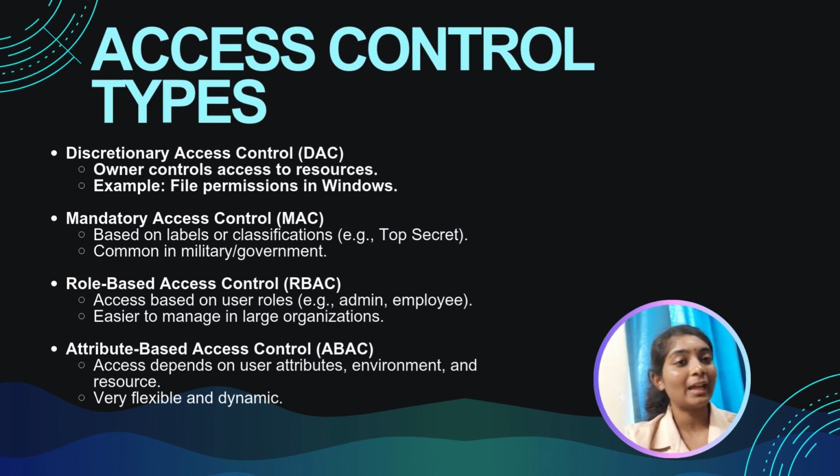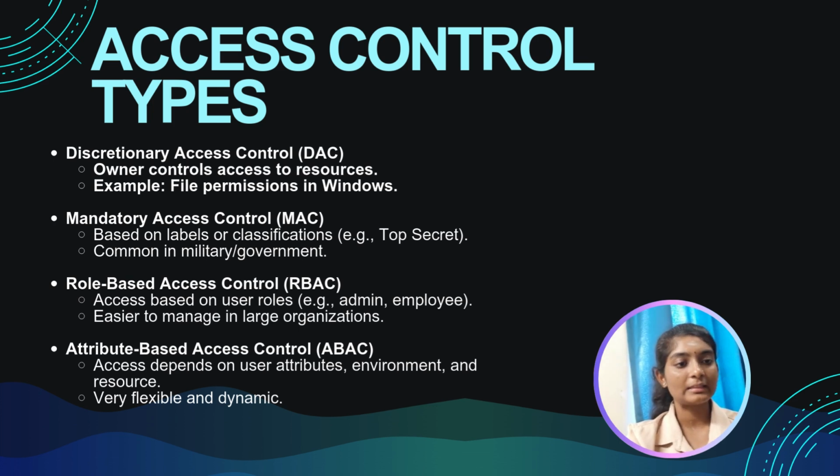Next is mandatory access control, or MAC. This method is stricter than usual and is used in government or military systems. Access is based on the classification level, such as confidential or top secret, and a user can only access the data if the clearance level matches. The third type is role-based access control, or RBAC.